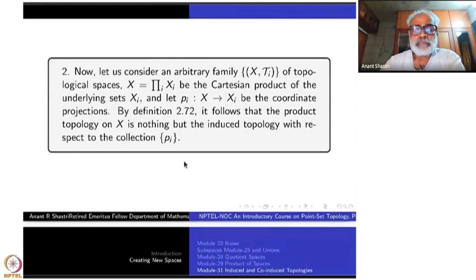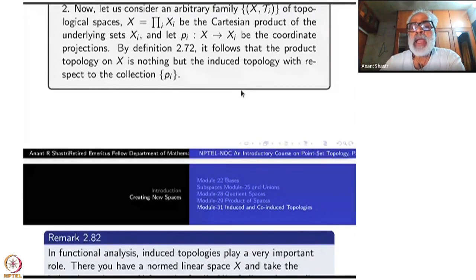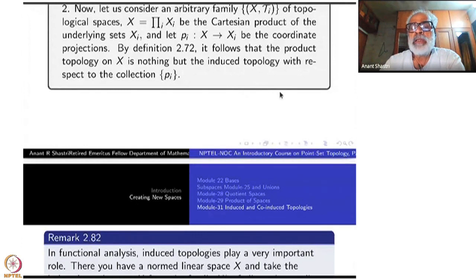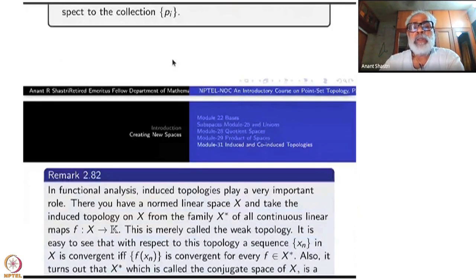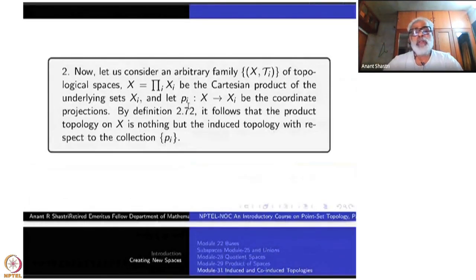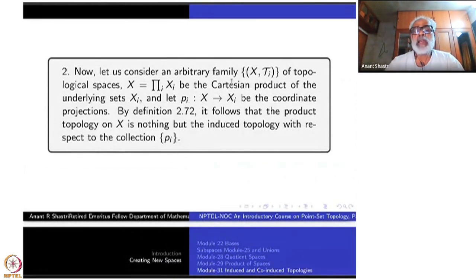Right? Pi inverse of Ui, that collection is taken as the subbase. So that's what it is. So both of them fit into one single generalization here. And this generalization can give you lots of other examples, unimagined examples, not very familiar also. Sometimes wonderful examples.